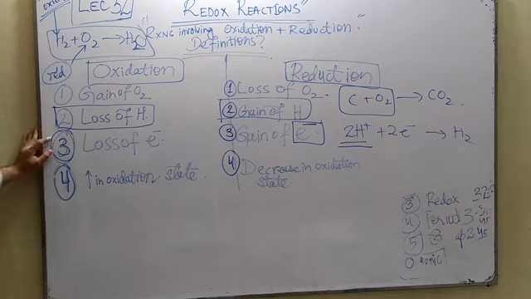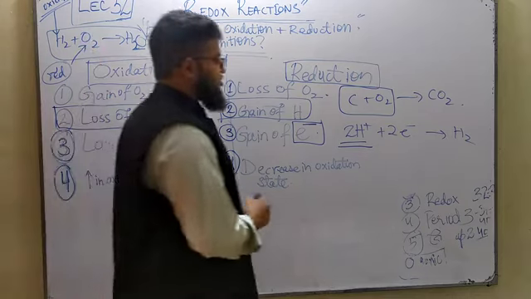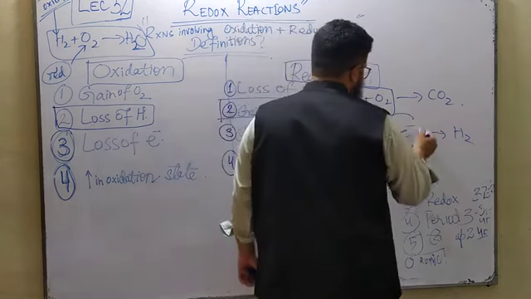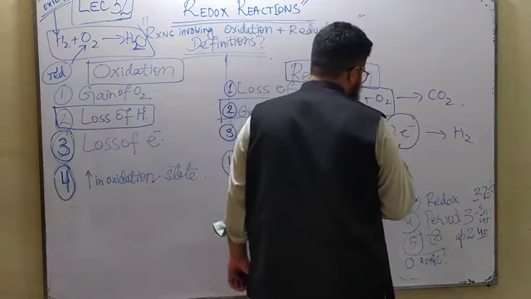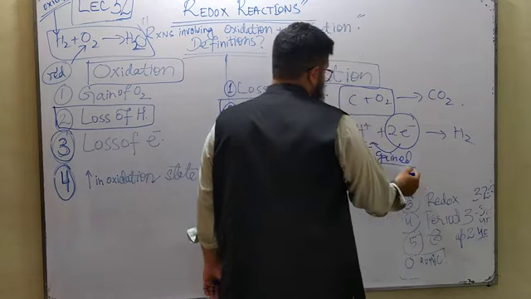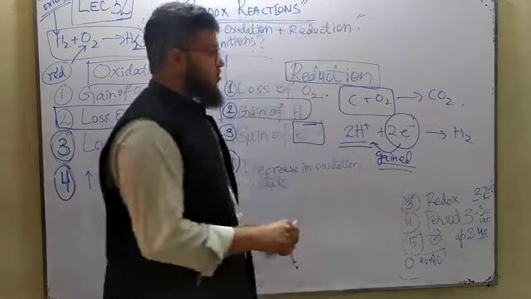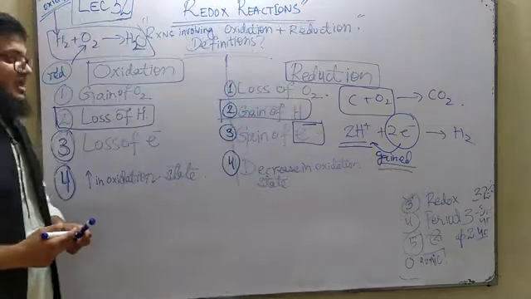If you explain it in terms of the third definition, look at the protons or the hydrogens. The hydrogens are gaining 2 electrons, right? 2 electrons are being gained by the protons. Gain of electrons is reduction, so the protons are being reduced to hydrogen gas.